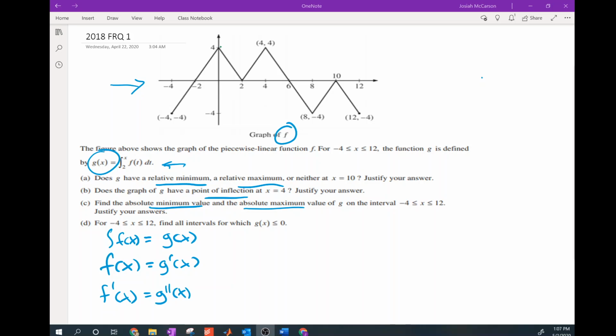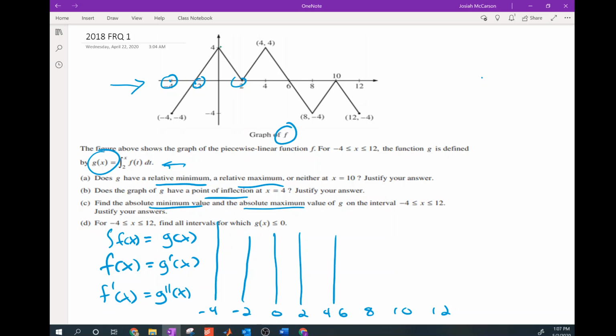So let's set up our grid. We want to check these values. We're going to go ahead and follow this template of our graph here. So we're going to start at -4, -2, 0, 2, 4, 6, 8, 10, 12. We're just going to want to test the signs of those values to see if they're going to be positive or negative in between.